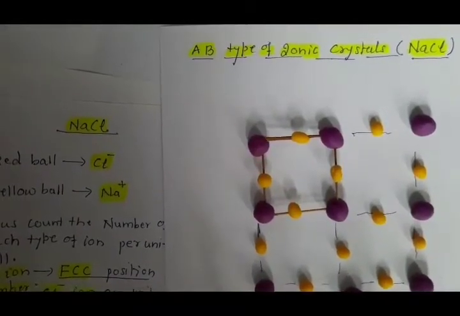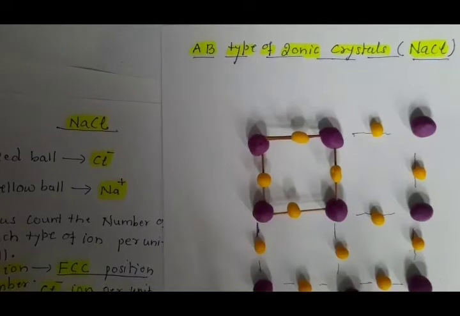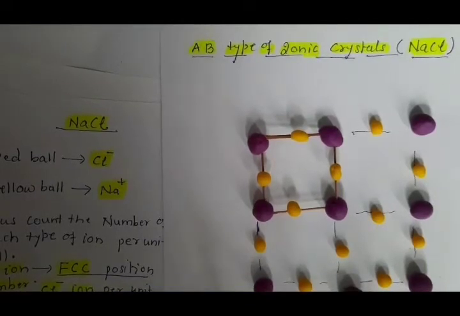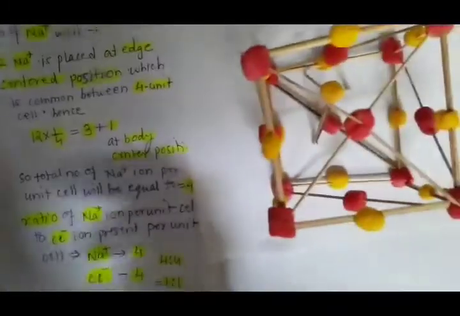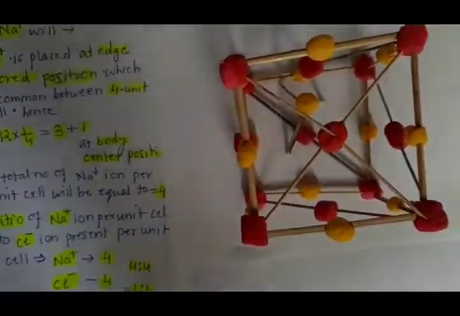Today we will study the type of ionic crystal. An example is NaCl, and we will try to establish its formula.